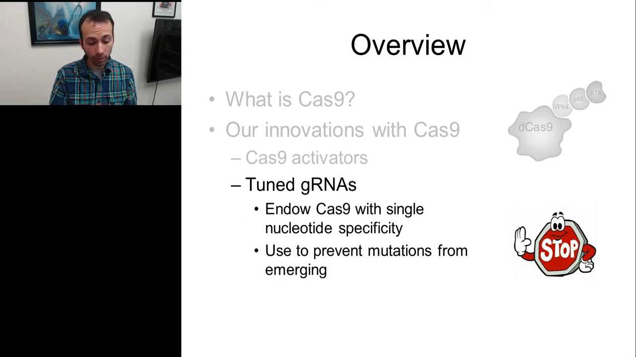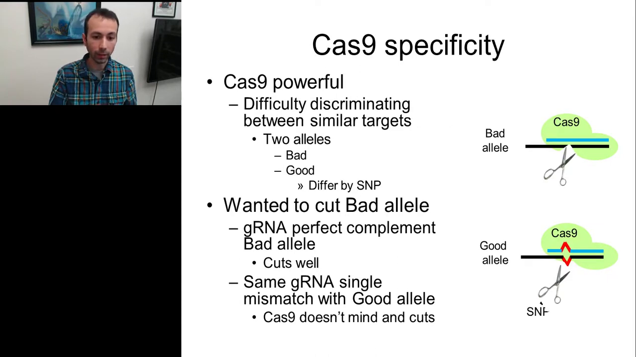So Cas9 is a really powerful tool, but the problem is that it has difficulty discriminating between 2 highly similar targets. So imagine you have 2 alleles. One's a bad allele, and another's a good allele. They differ by a single nucleotide polymorphism. And what you want to do is you want to have Cas9 cut the bad allele, but you want it to leave the good allele alone.